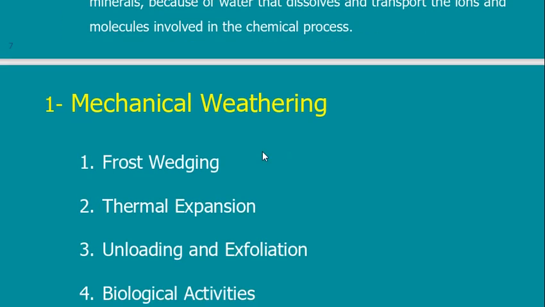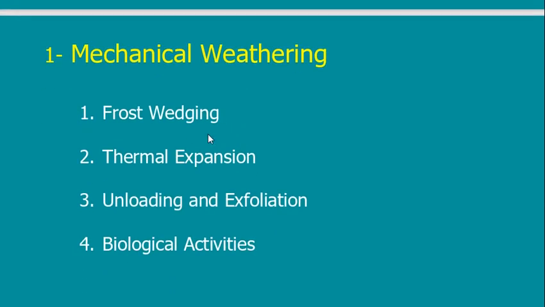Let's study each one. Mechanical weathering has four types. Frost wedging, so the first type is due to frost. The second type is thermal. The third type is called unloading and exfoliation.